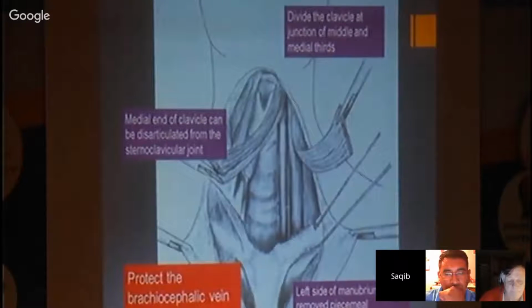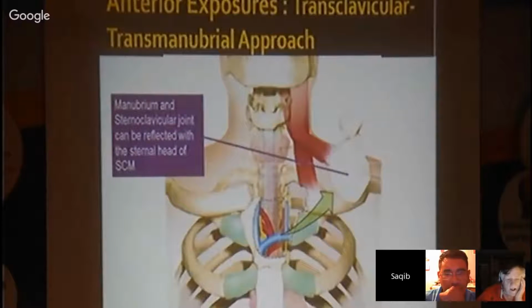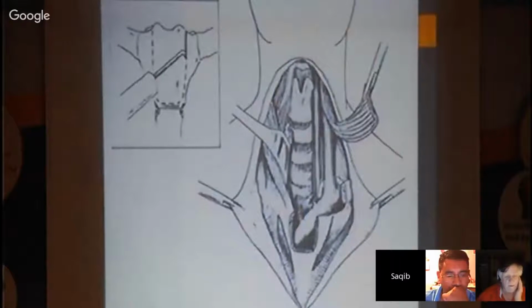We divide the clavicle at the medial third, and we disarticulate the head from the sternoclavicular joint. We have to protect the brachiocephalic vein that is under the clavicle. Sometimes we can take it out with the muscles. We can take out the manubrium and the clavicle along with the head, as you can see.